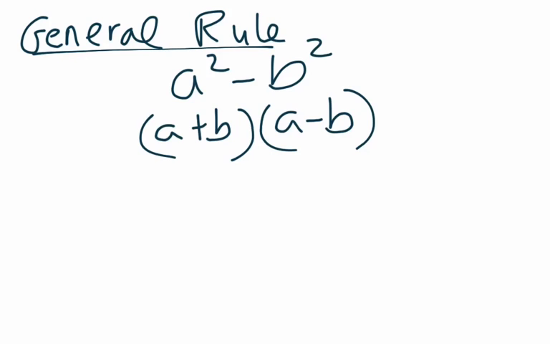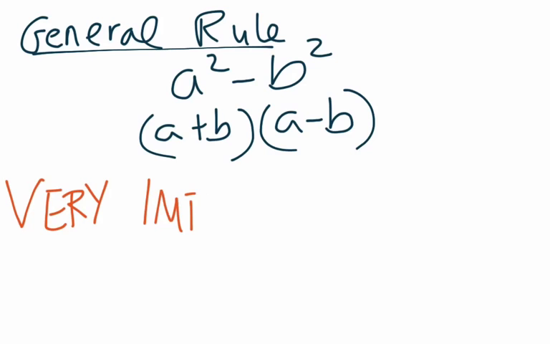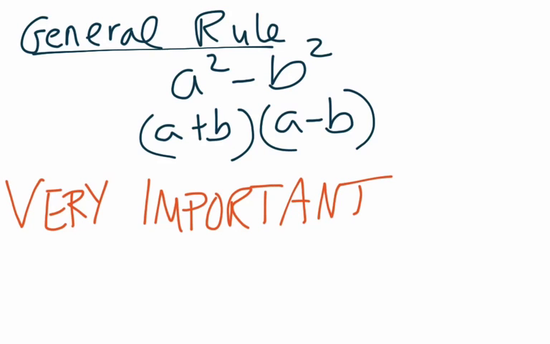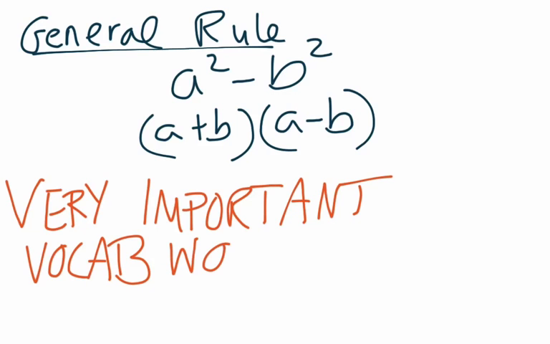Okay, I guess we'll just use red, okay? Very important vocab word. This is just going to keep coming up over and over and over again, and we'll put lots of exclamation points. Okay, the very important vocab word is conjugate.